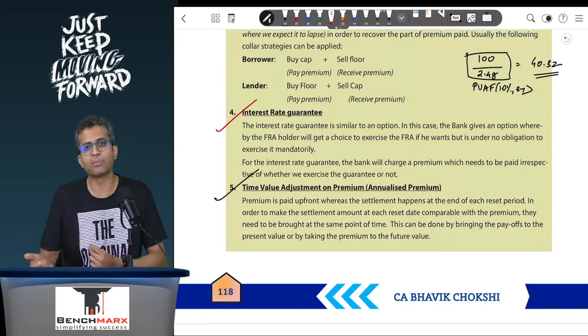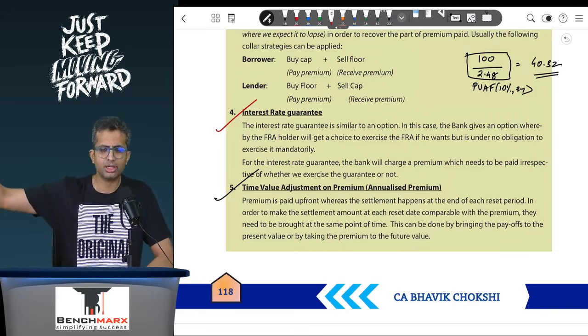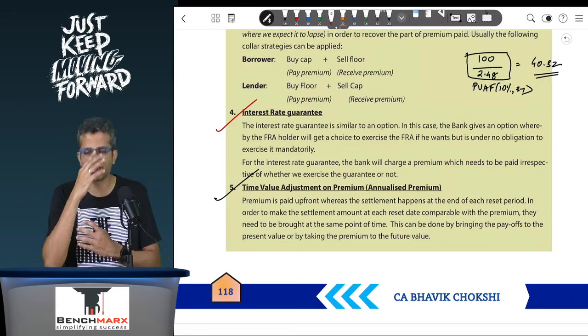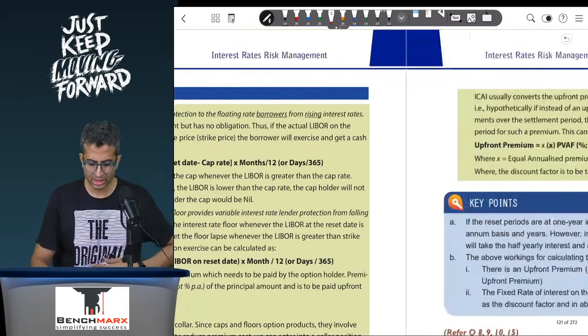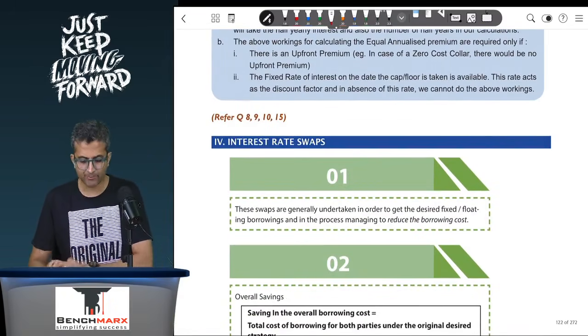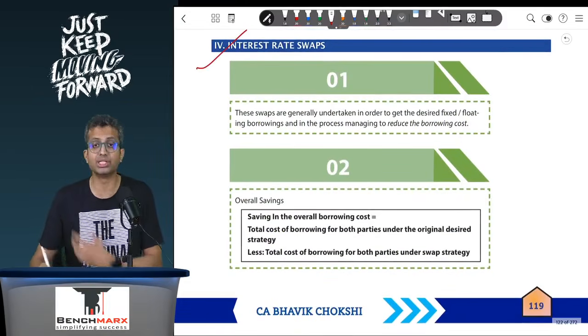So this is like a cap option, where if the rate goes beyond 5, then you have the right to borrow at 5, but if the rate is below 5, then you can borrow at the actual rate. So the mechanics over here are broadly similar to options. So this is interest rate options, can be caps, floors, can also be interest rate guarantee. Then there is the last part, which is interest rate swaps.